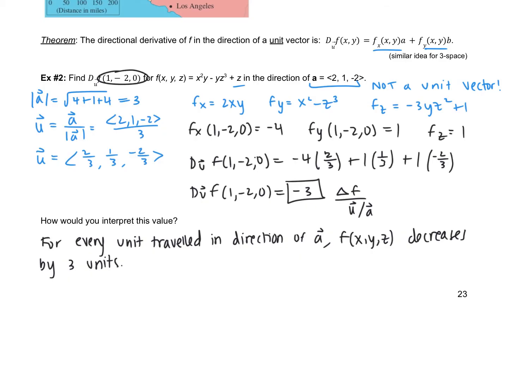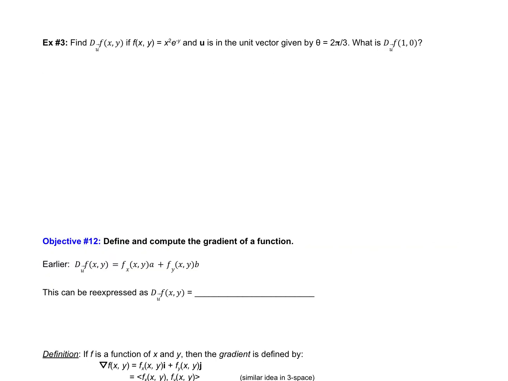And of course, that's only near our point. So we can't just substitute any point at all on the surface into this. That wouldn't work. It's just near this point 1, negative 2, 0. Okay, let's look at another example, and then we're going to move on to the gradient. So here's another example. Find the directional derivative in the direction of u if we have this function, and u is the unit vector given by 2 pi over 3. And then we have to find the directional derivative at the point 1, 0.